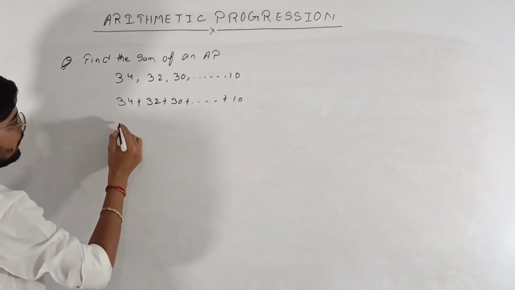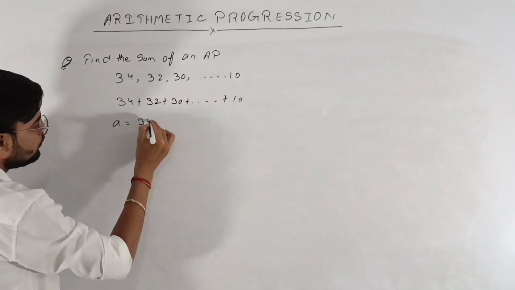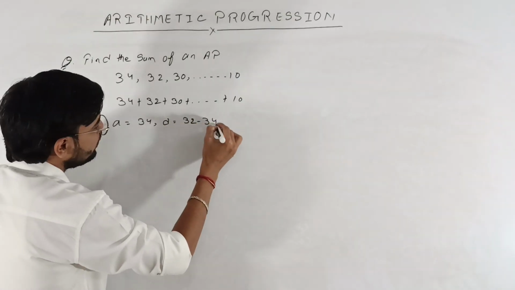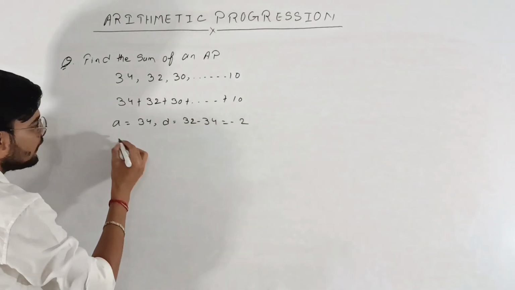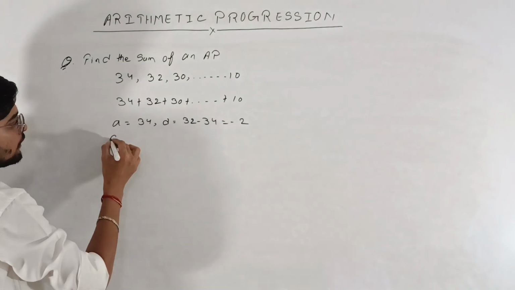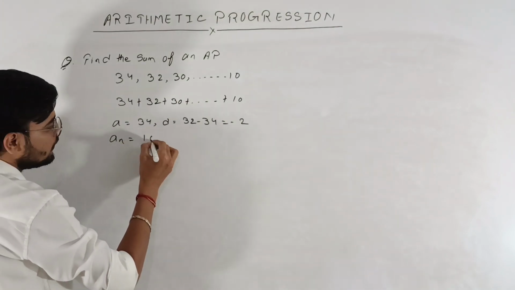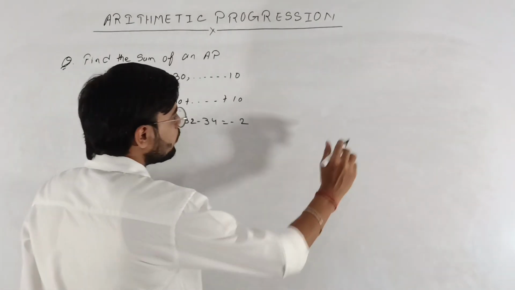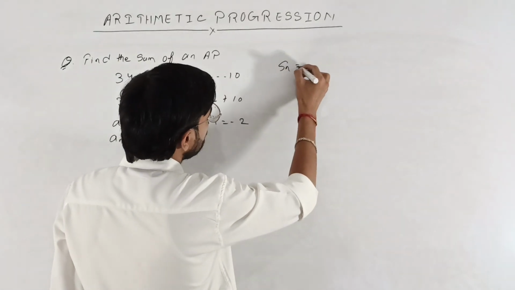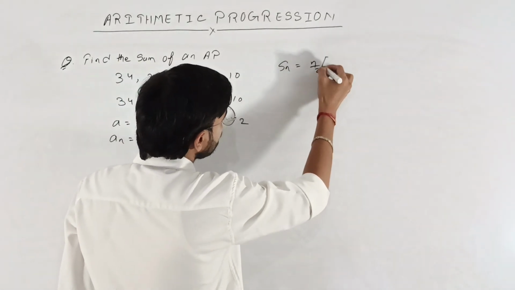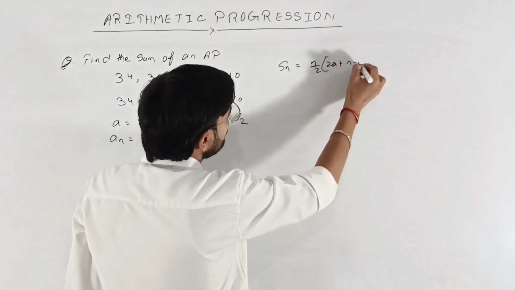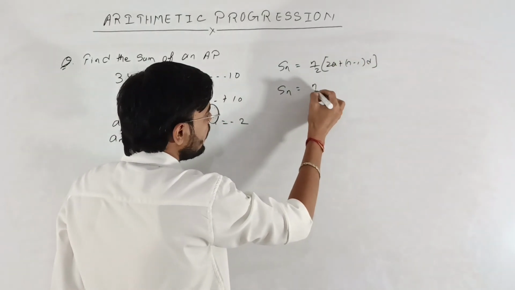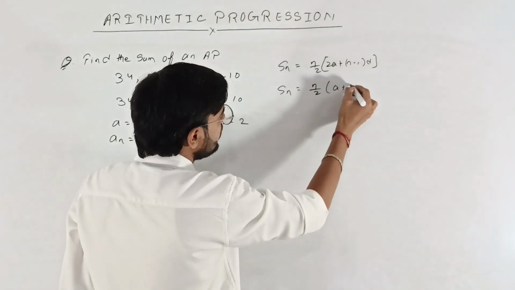Now here, what do we have? We have a is 34, d is 32 minus 34, which is minus 2. And this is the last term, so the last term is 10. Now we have to find the sum. We have two formulas. First is Sn is equal to n upon 2, 2a plus n minus 1 into d. Second formula is Sn is equal to n upon 2, a plus L.